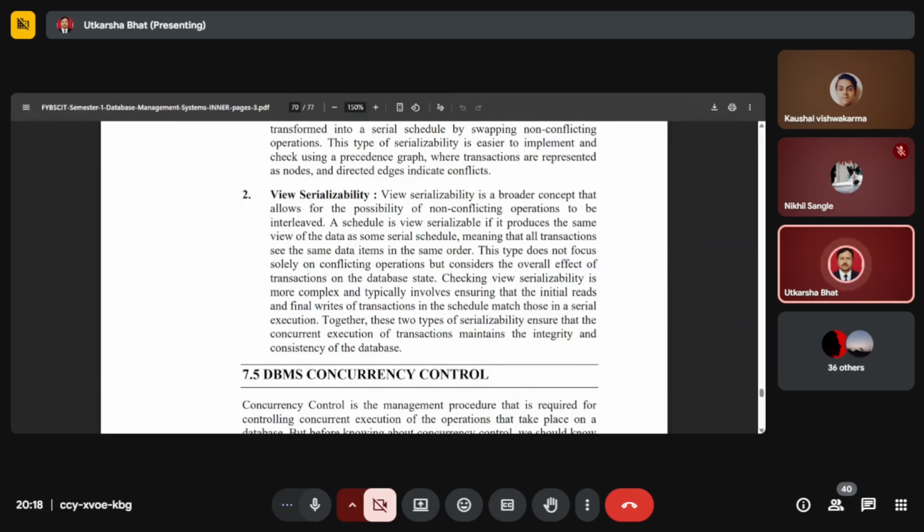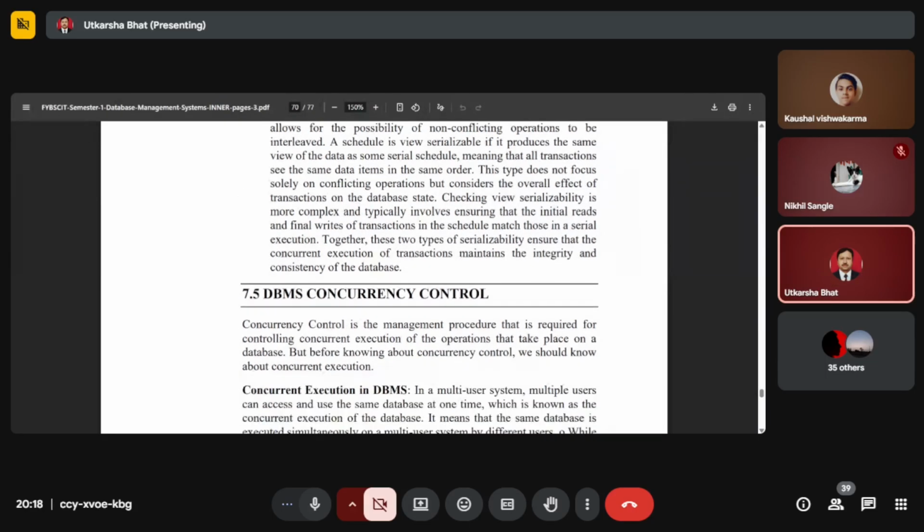DBMS concurrency control. Concurrency control is the management procedure that is required for controlling concurrent execution of the operations that take place on the database. But before knowing about concurrency control, we should know about concurrent execution.